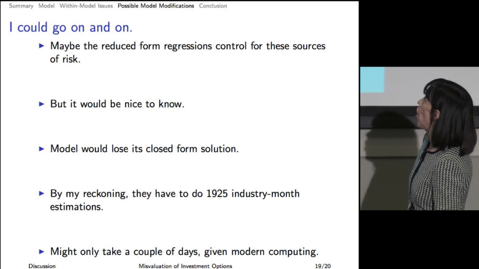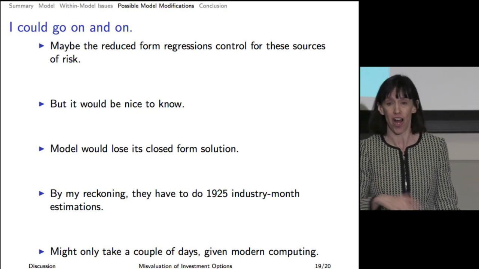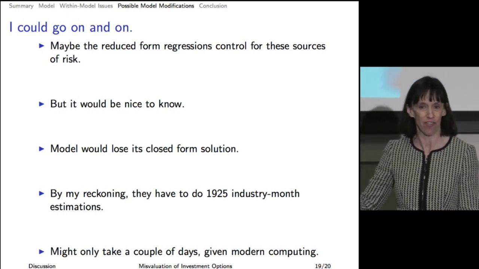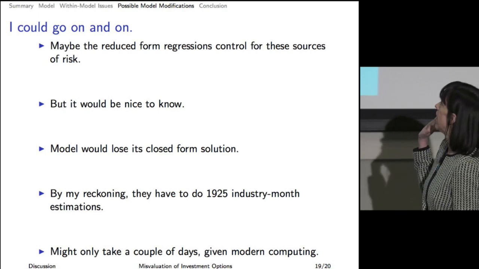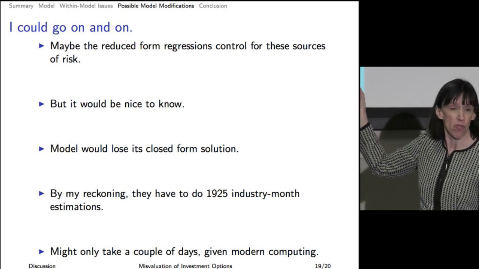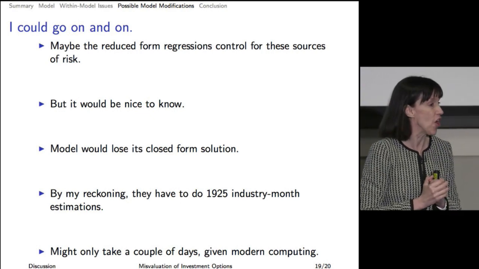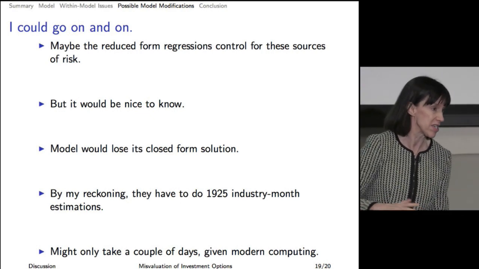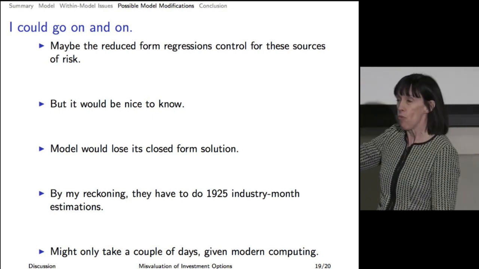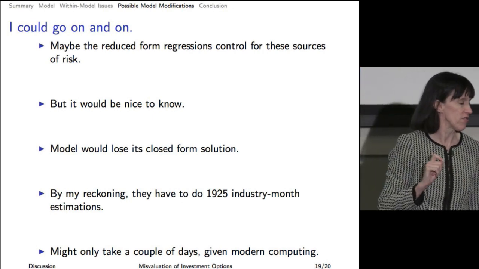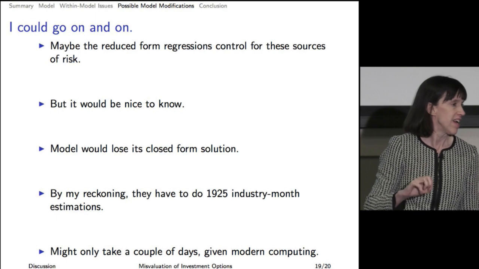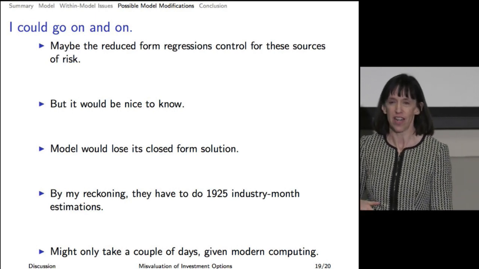I could go on and on and on, because there are lots of models out there, and they all have all sorts of different features. And maybe the reduced form regressions do control for all of that risk, but it would be nice to know. We don't know, we can just speculate. One problem is the model would lose its closed form solution, right? And I'm sure they're thinking, no way, I am not.